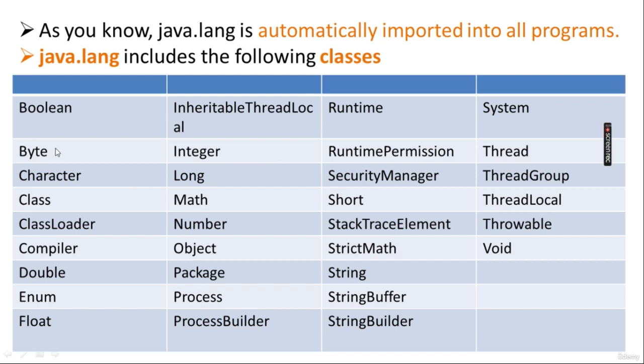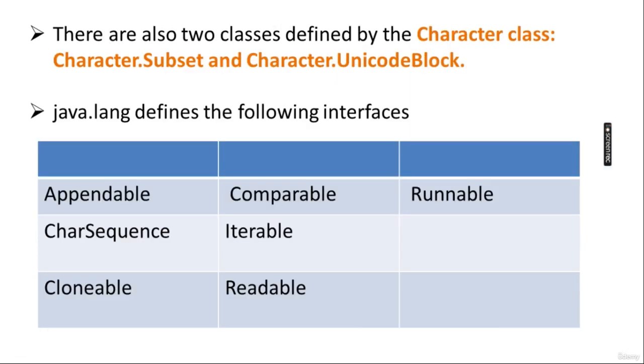Boolean, byte, character, class loader, compiler, double, enum, float, inheritable thread local, integer, long, math, number, object, package, process builder, runtime permission, security manager, short, stack trace element, strict math, string buffer, string builder, string, thread group, thread local, throwable, and void. All these are classes, and these classes are included in this java.lang package.